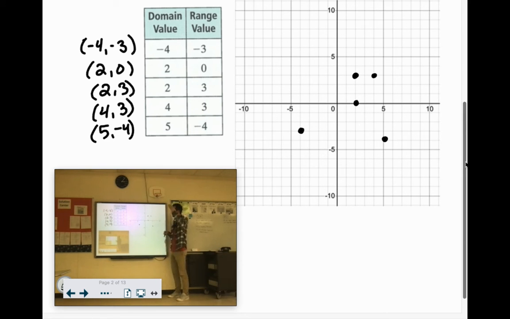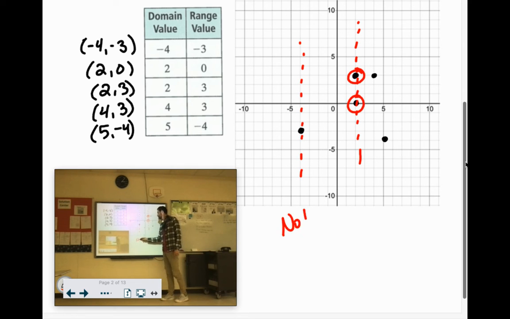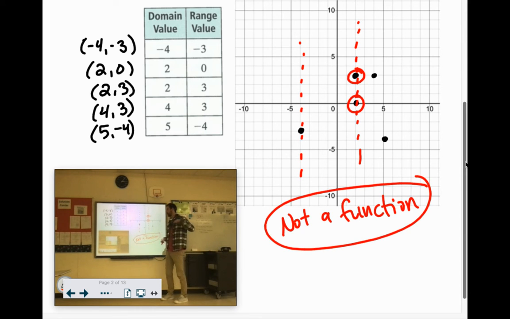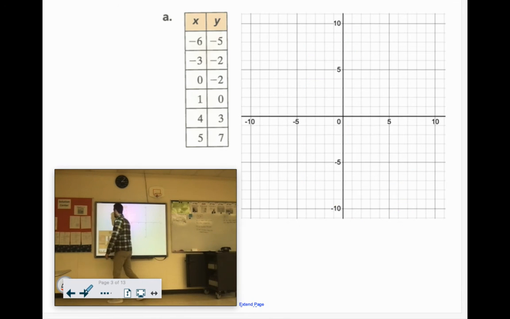So again, we're looking for, is there any vertical up and down line that would hit more than one point? Here, that's the only point in that vertical line. Here, oh, it's 2 points. That's a problem, not a function. Not a function. Now, a horizontal line is fine. So like these, that wouldn't have been the problem. It's the vertical line that is the problem with functions.